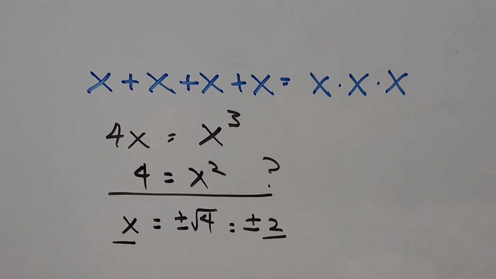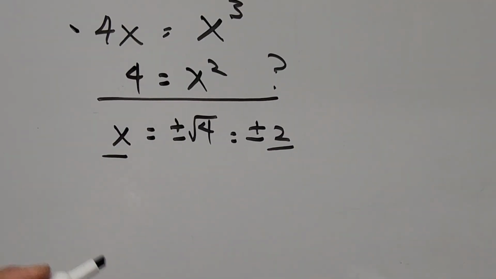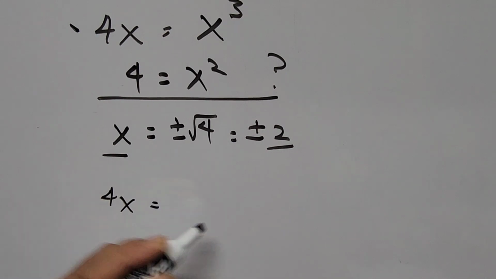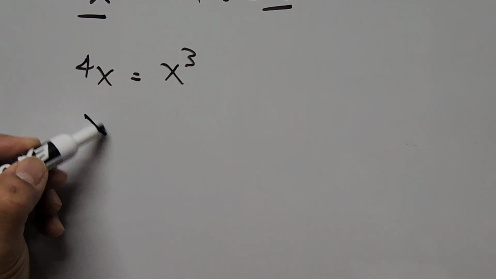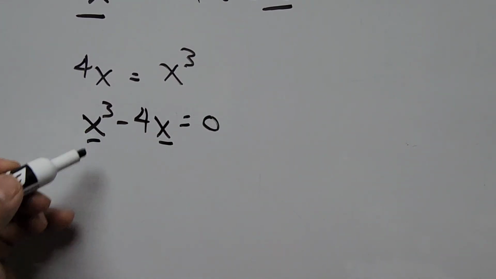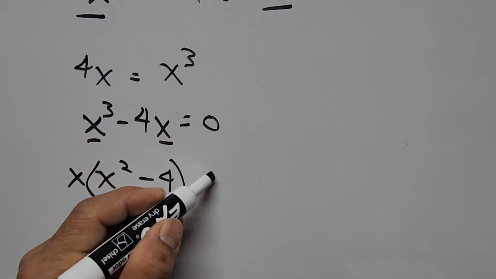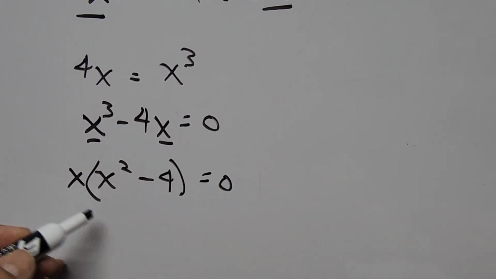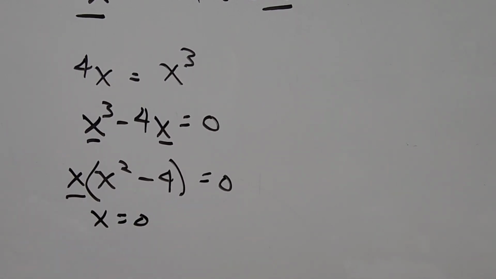So let's go the other way around to solve this equation. Let's start with this line: we have 4x is equal to x cubed. Here we combine all the terms of the equation onto one side, so this becomes x cubed minus 4x equals 0. And here we can factor out x, so we have x times x squared minus 4 equals 0. Now we can see that the factor x can be equated to 0. That's one of the answers, right?